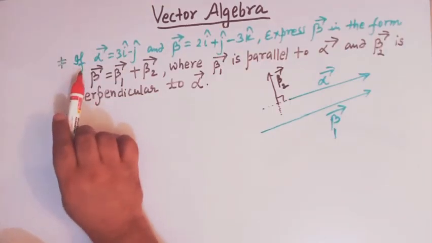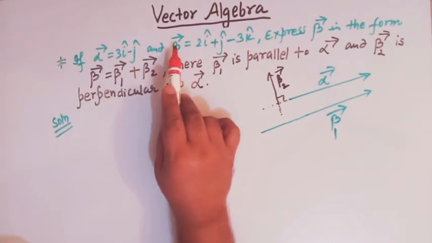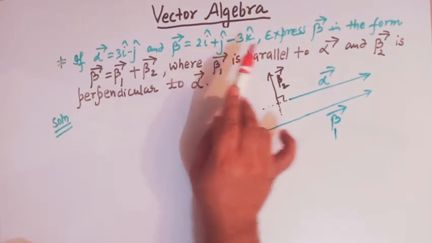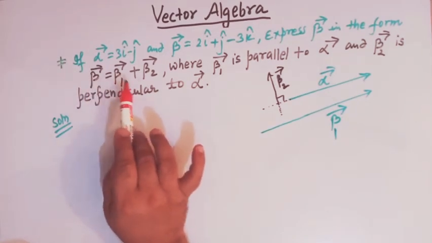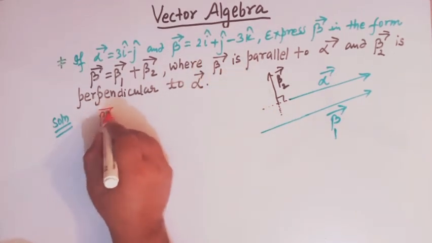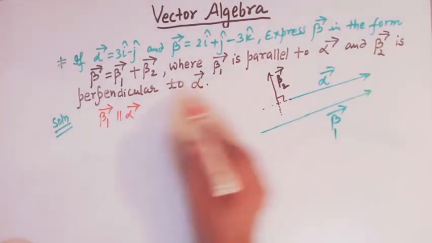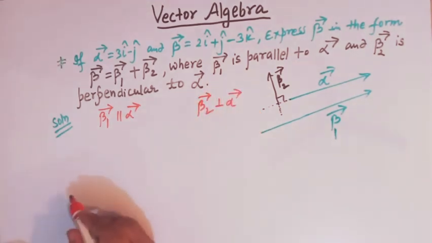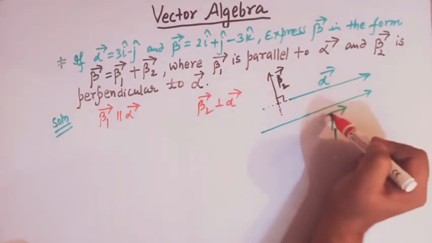Now let us take this problem. If vector alpha is given as 3i cap minus j cap and beta vector is given as 2i cap plus j cap minus 3k cap, express beta in the form vector beta is equal to vector beta 1 plus vector beta 2, where beta 1 is parallel to vector alpha and beta 2 vector is perpendicular to vector alpha, right?